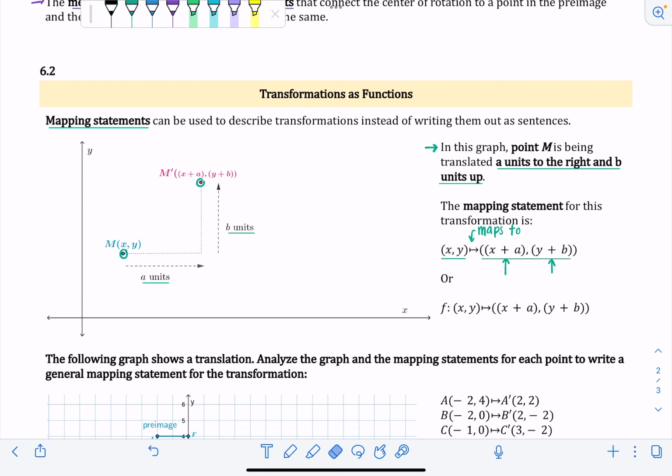And then another notation that you'll see is written here down below. It has this f colon in front of it. It's like the function f, but you'll notice everything else is the same. They have the same exact meaning. I just want you to recognize that it means the same thing regardless of whether you see the f colon there in front or not.